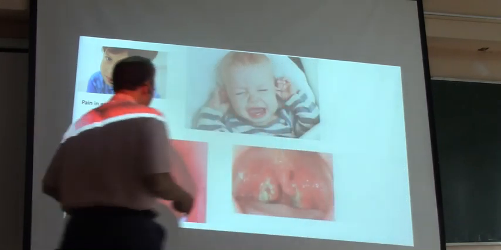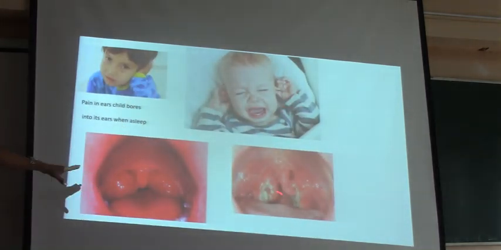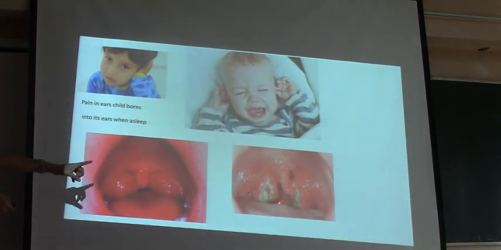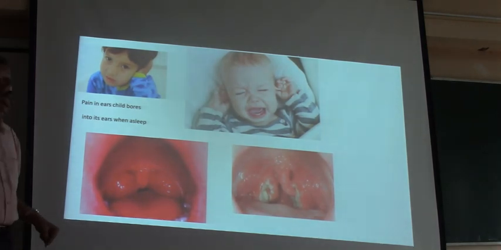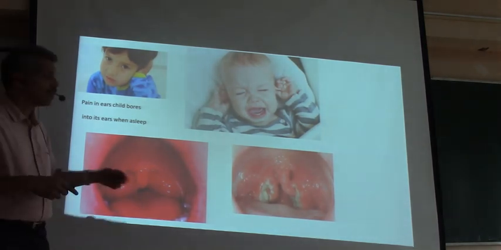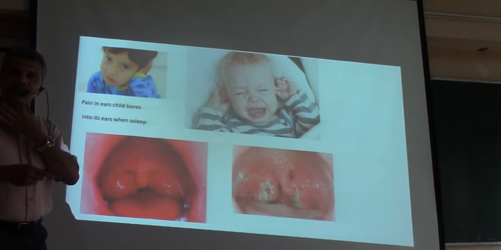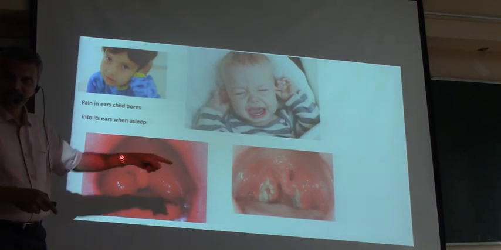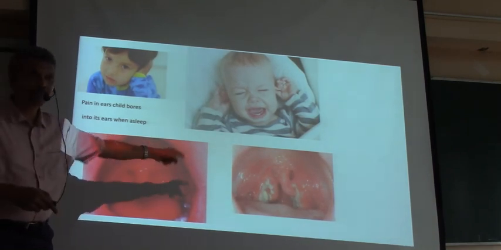So now this is how it looks. Understand the difference between this image and this image. What do you see here? The tonsils have become red and swollen, inflammation. What do you see in the second picture? There is pus. This is what we call quinsy. So in children, there can be inflammation of tonsils or pus formation in tonsils.